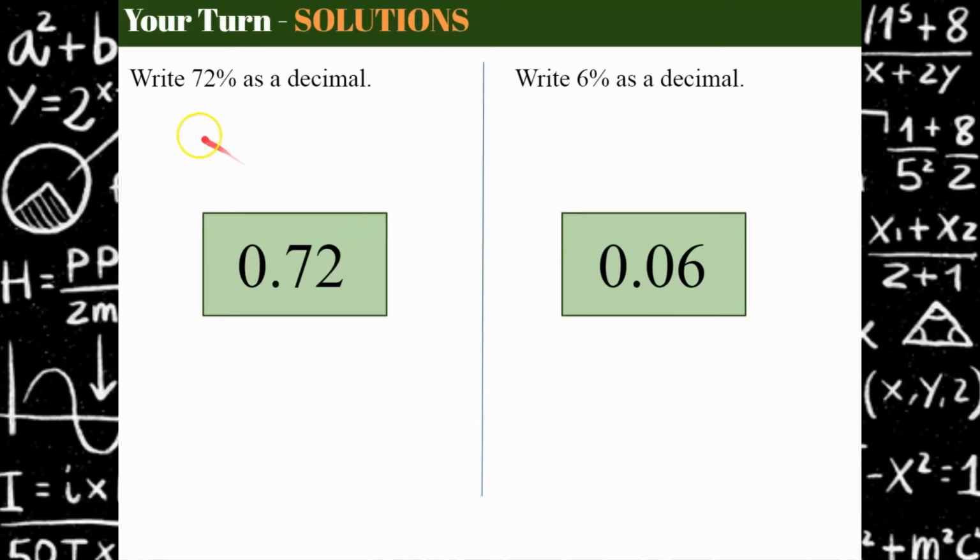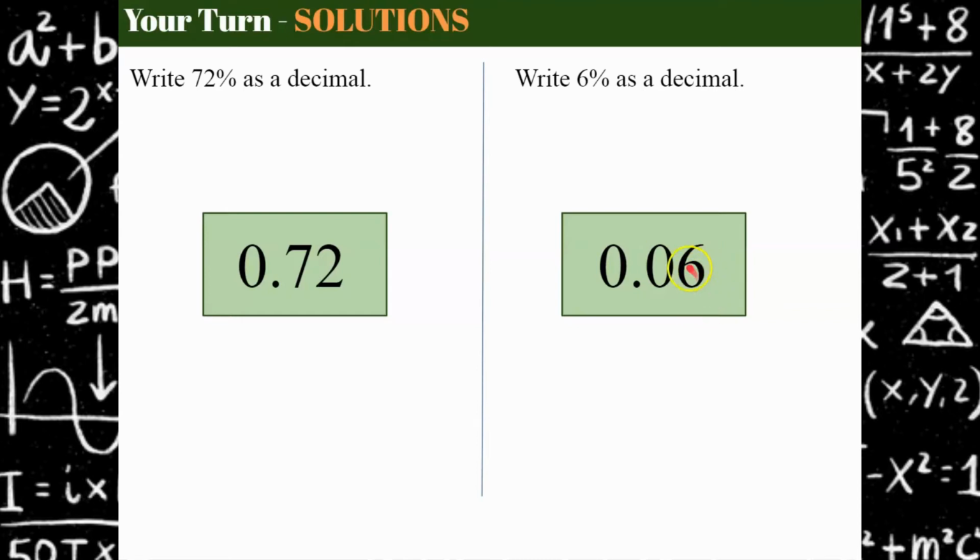So our solutions, writing 72% as a decimal, we're going to eliminate the percent symbol, and then we're going to go 2 places to the left, 0.72. We take away the percent symbol, and remember we have to add a digit here. So the decimal point was here when I had 6%, 1, 2. So 0.06 or 6 100ths.